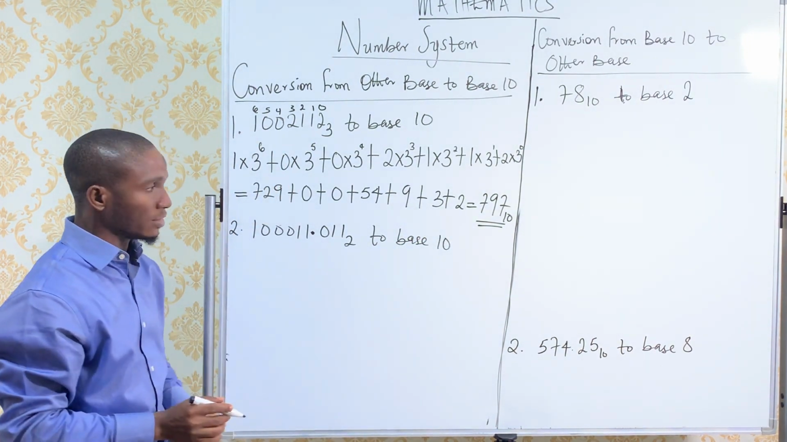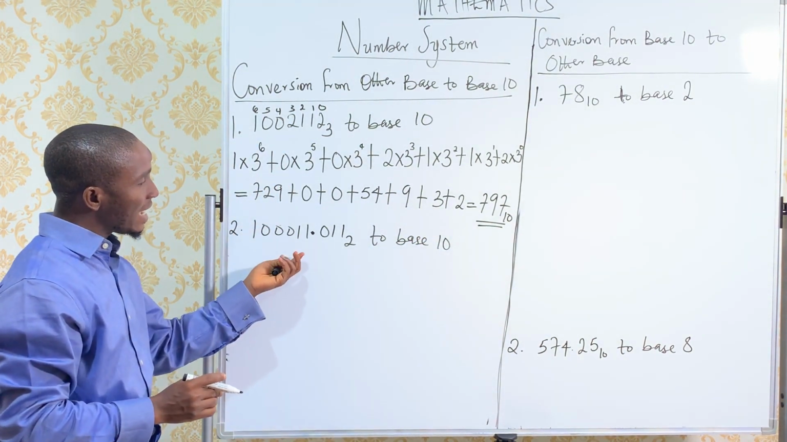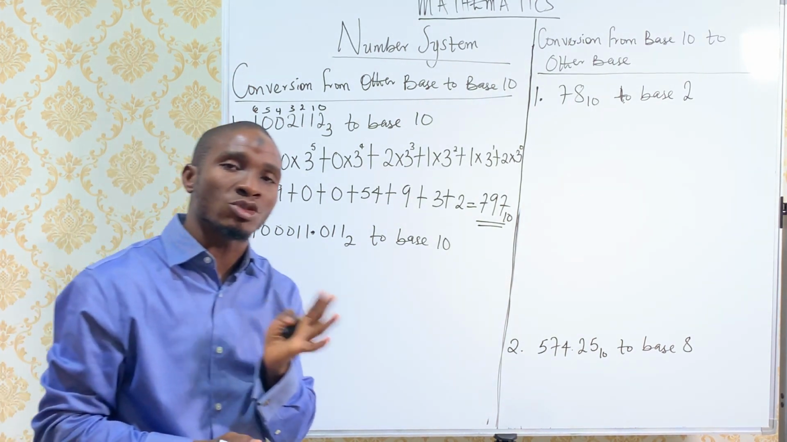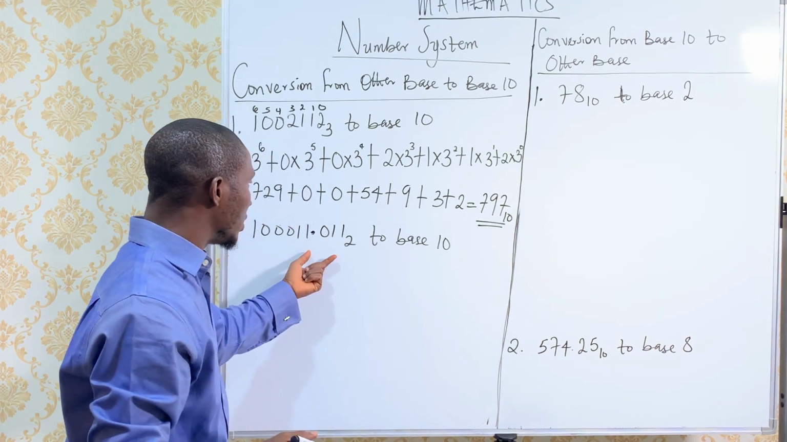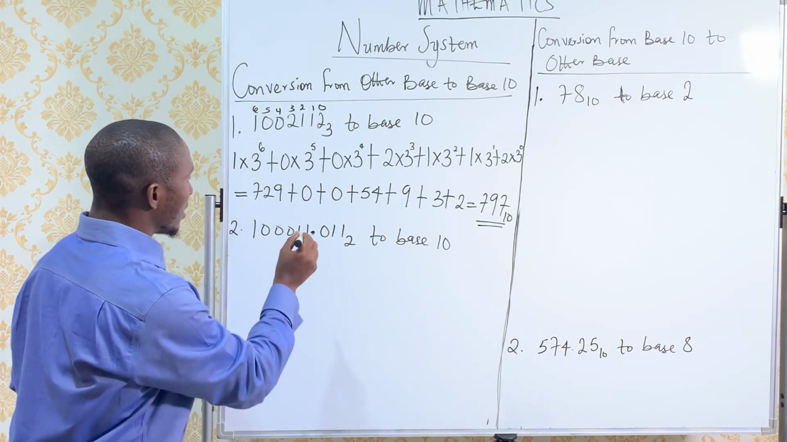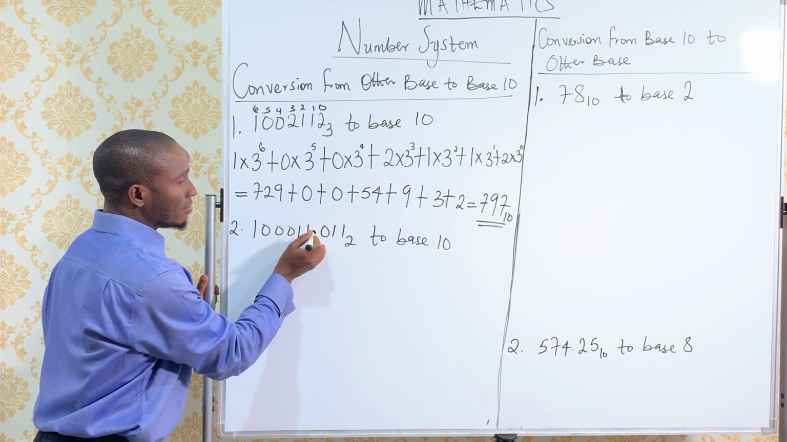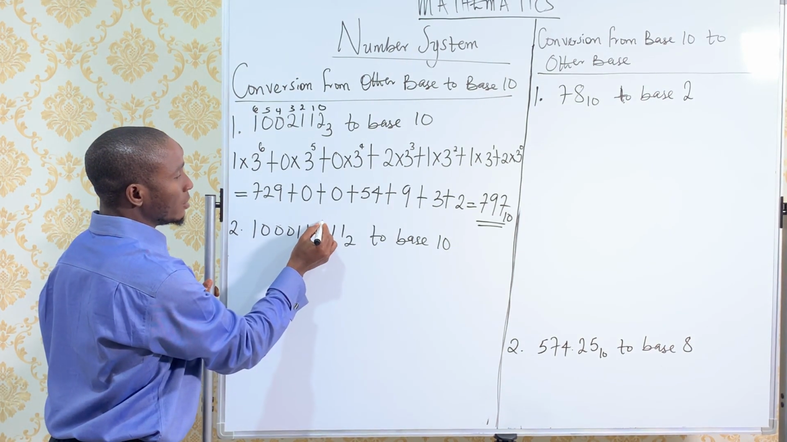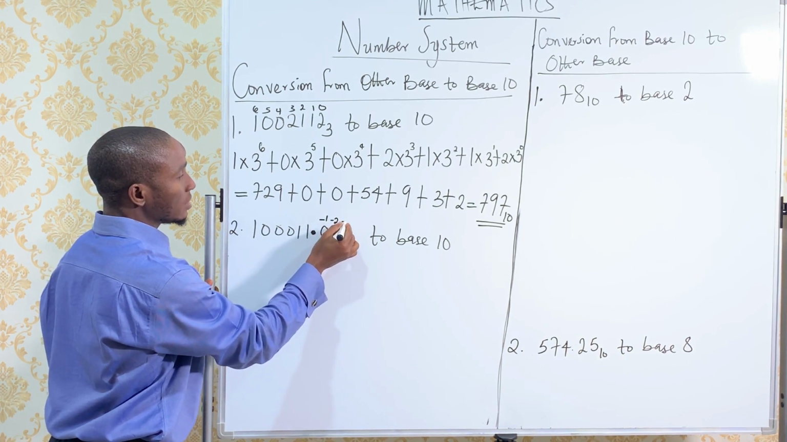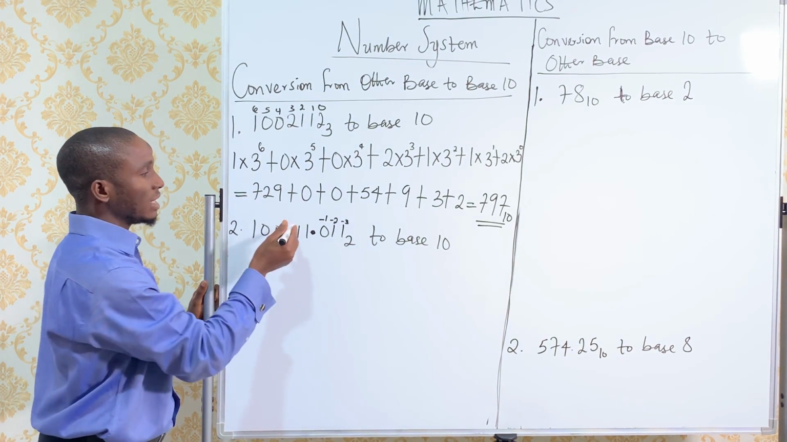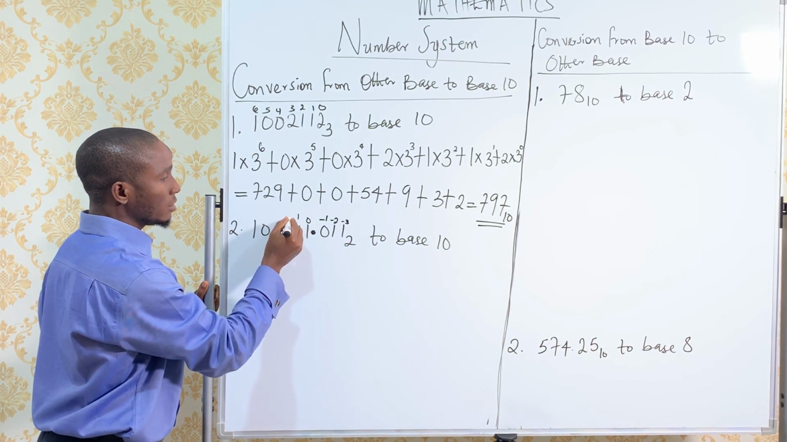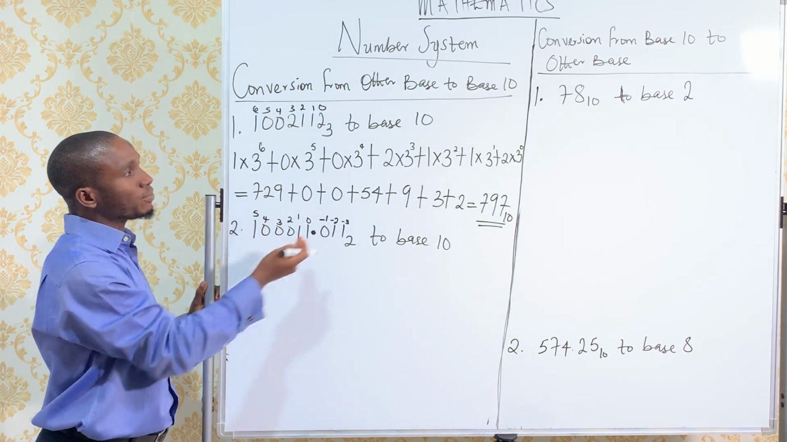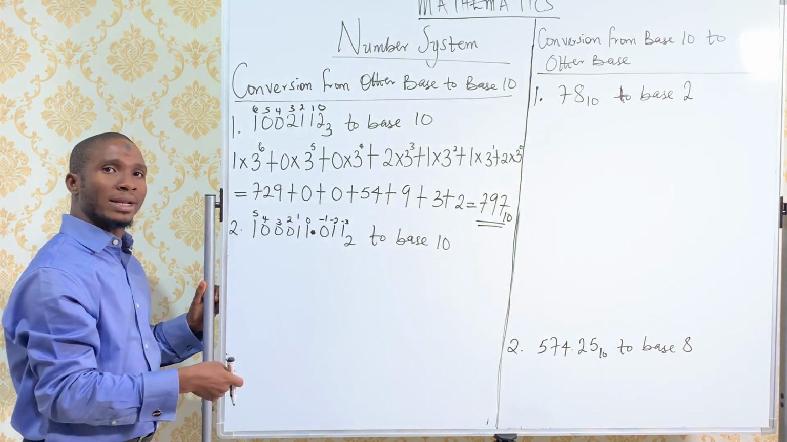Now let's look at the second question. But this second question involves a decimal point. Anytime you want to convert to base 10 a number that involves a decimal point, this is how you treat it. After the decimal point, to the right, you attach the numbers -1, -2, and -3. But to the left, you start from 0, 1, 2, 3, 4, and 5. You now repeat the same process as we did in question 1.